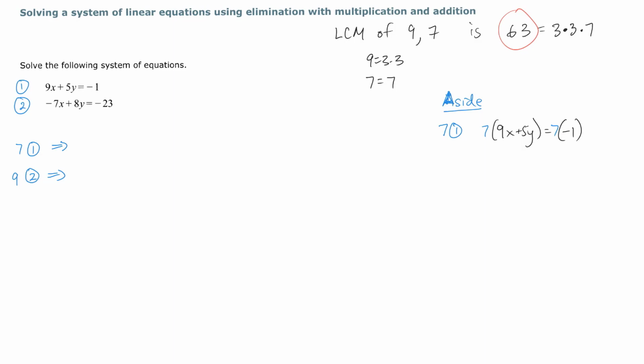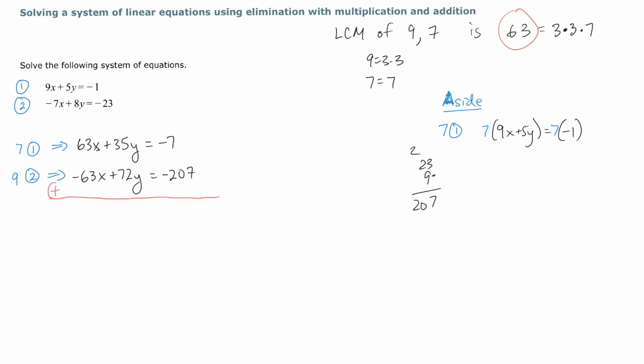Now I'm going to write it over here. I'm going to write it as 63x plus 35y is equal to negative 7. Now I'm going to do 9 times equation 2, so we get negative 63x plus 72y is equal to 9 times 23, let's see, 207. So we get negative 207. And now we're going to do the addition method. And we're going to add both these equations in a vertical fashion. So we get 0 times x right here. There's 0 times x. I'm not going to even write it. Now over here we have 107.